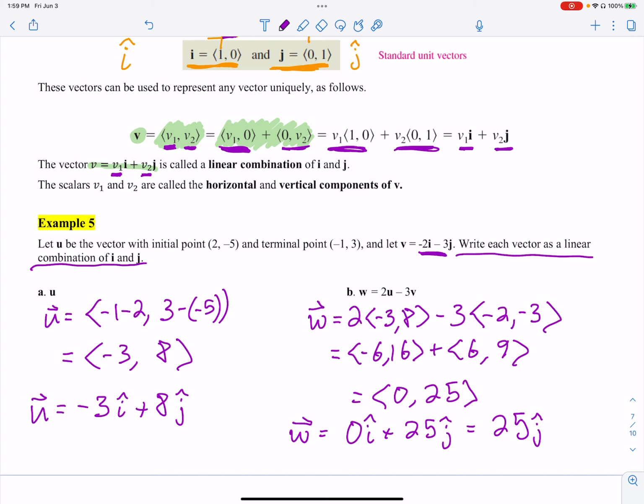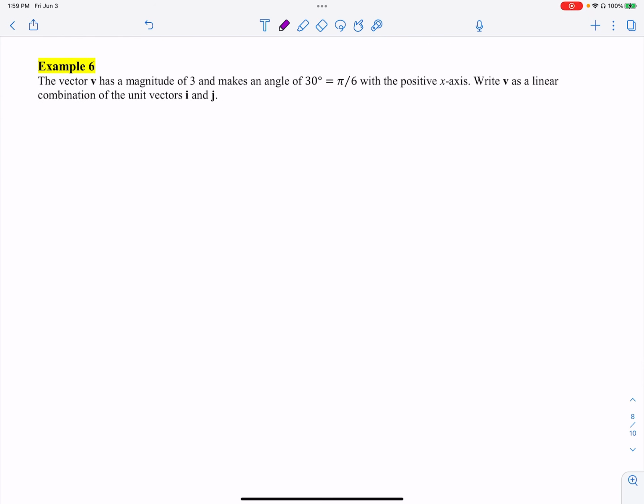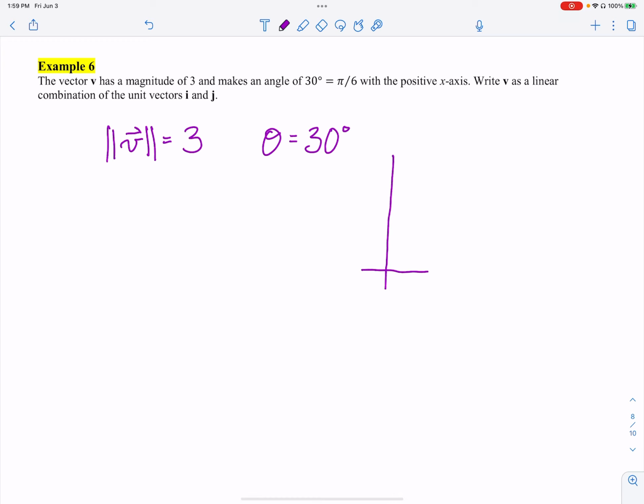We're going to do one more example in this video, working with an angle instead of a direction. So let's give that a shot. So here's example 6. The vector v has a magnitude of 3. Okay, I'm going to write this down. The magnitude of v is equal to 3, and it makes an angle of 30 degrees. So let's just stick with degrees for a moment. With the positive x-axis. Okay, so write v as a linear combination of the unit vectors i and j. Okay, so I'm going to show you how to go about this. We have our vector, and all I know is this vector has a length of 3 and an angle of 30 degrees. This is going to be your favorite topic, trig.